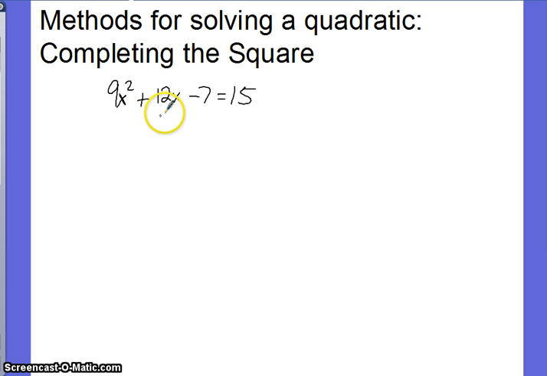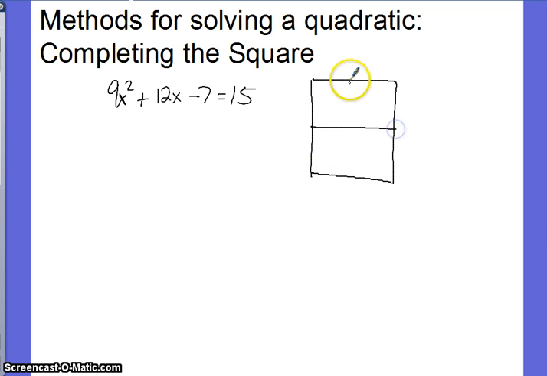Again, the things that we're looking for is our middle term even. Here it is. And is our front term, or our x squared term, is that a perfect square? And 9x squared is a perfect square. So this puts us in a good position to use this method of completing the square. So again, I put my x squared term in trying to make my square. Put my x squared term in one of the corners, and then I divide up my middle term evenly between these two in this diagonal.